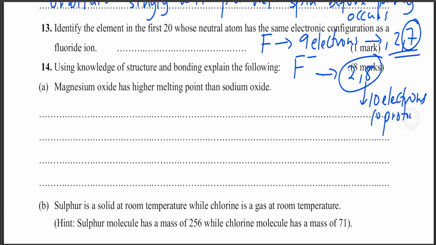So it is number 10. And the one that is number 10, it's neon. So neon has exactly 10 electrons and 10 protons. So the element to identify is the one which has 10 protons and 10 electrons, and that is neon, which has the same electronic configuration as the fluoride ion, which is 2 8 as well. So it seems very hard, but it's not hard. It's very, very easy.